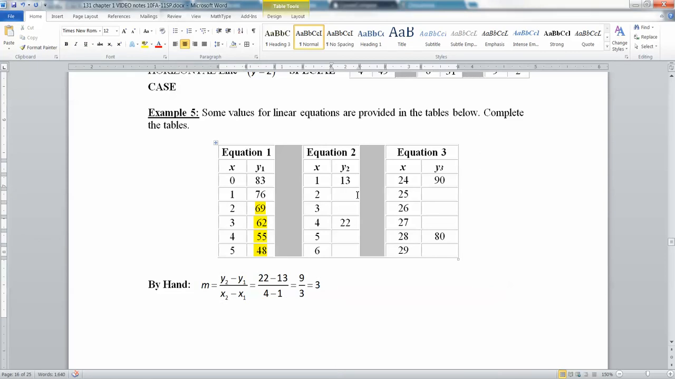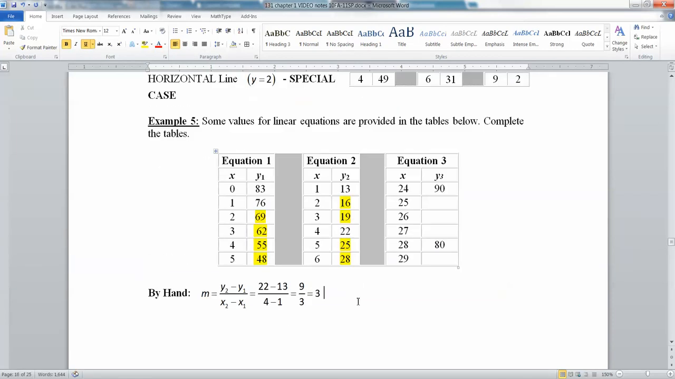So 13 plus 3 means 16. 16 plus 3 makes 19. 19 plus 3 makes 22. Yay, that's what we wanted. 22 plus 3 makes 25. 25 plus 3 makes 28. There we go. Got them done. Okay, now let's do the same thing with this other one. Okay, so by hand for that second set.